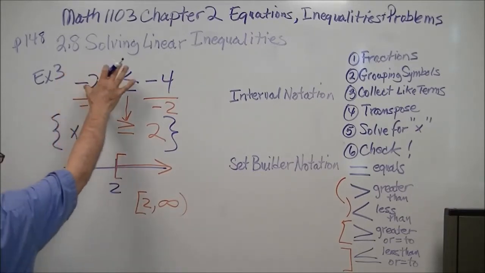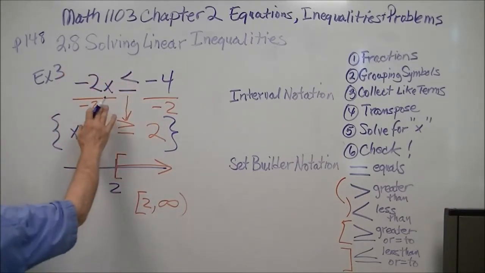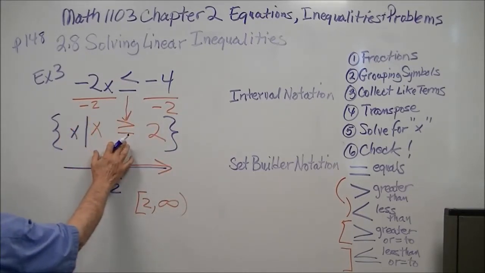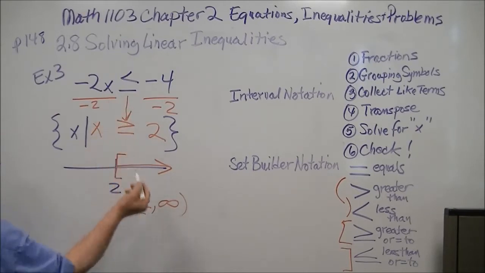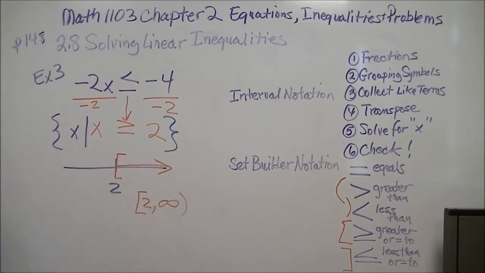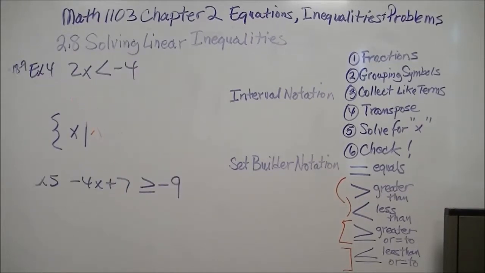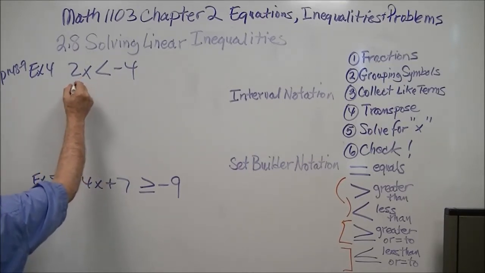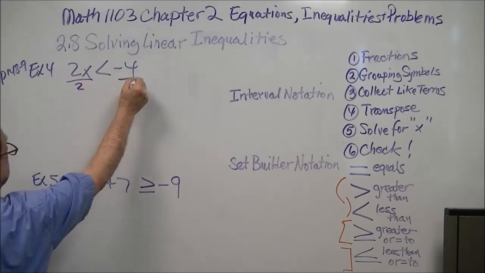So we solved it. We had this technique of when we divide or multiply by a negative, we have to change the direction of the inequality sign. We made the graph, we got our interval notation, and there's our set builder notation. I think we can do 2 examples. So here's example 4. To solve it, we're just going to divide by 2.